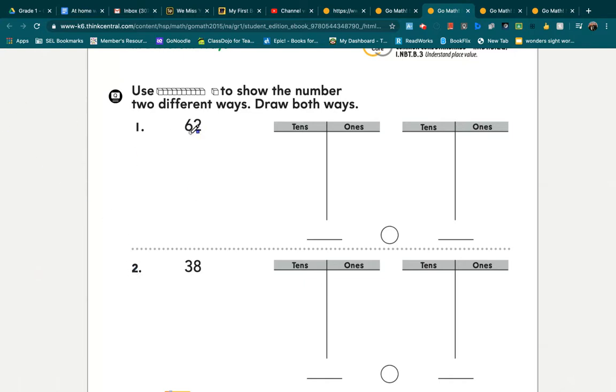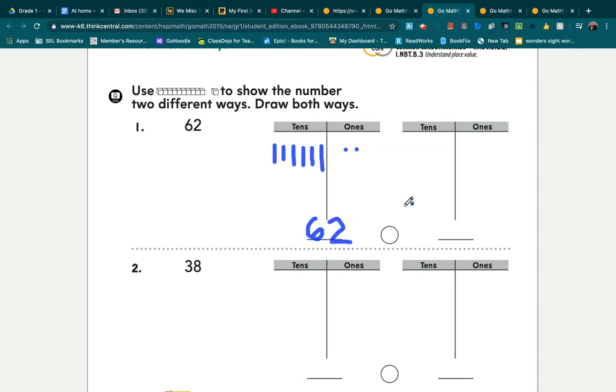What is the first digit? 6. So we know there's 6 10s in this number. So Mrs. Maris is going to draw a quick picture for 6 tens. 1, 2, 3, 4, 5, 6. And how many ones? There's 2. So this is a quick picture for 62, and this would be the easiest way to do it.